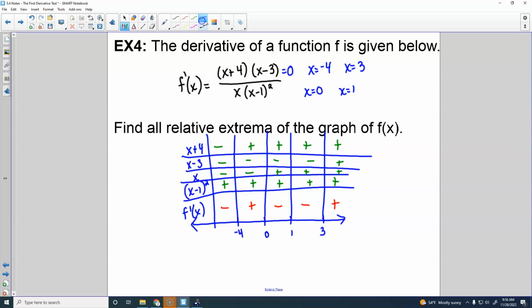And we would explain this, but for sake of time, we have a relative minimum here. We would have a relative maximum here. We would not have anything at 1. We have neither a maximum nor a minimum. It's still a critical number, but it does not give us a maximum or minimum point. And then right here, we'd have a relative minimum again. Okay, questions?